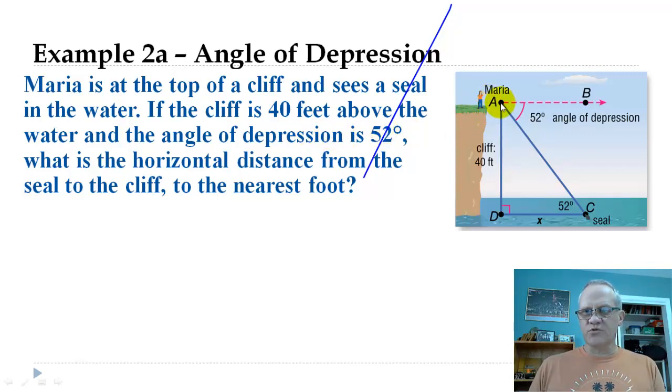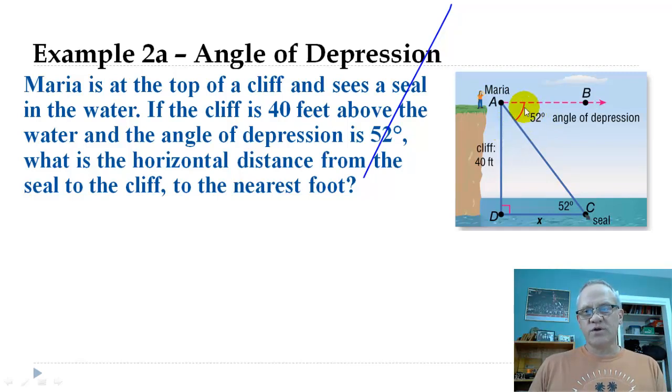So we draw from Maria a line out horizontally, and from the horizontal down to the line of sight, that's 52 degrees. Notice, this is 52 degrees out here, not this angle in here. A lot of times people get that mistaken and put the 52 degrees in here. It's out here. It's outside of our triangle.